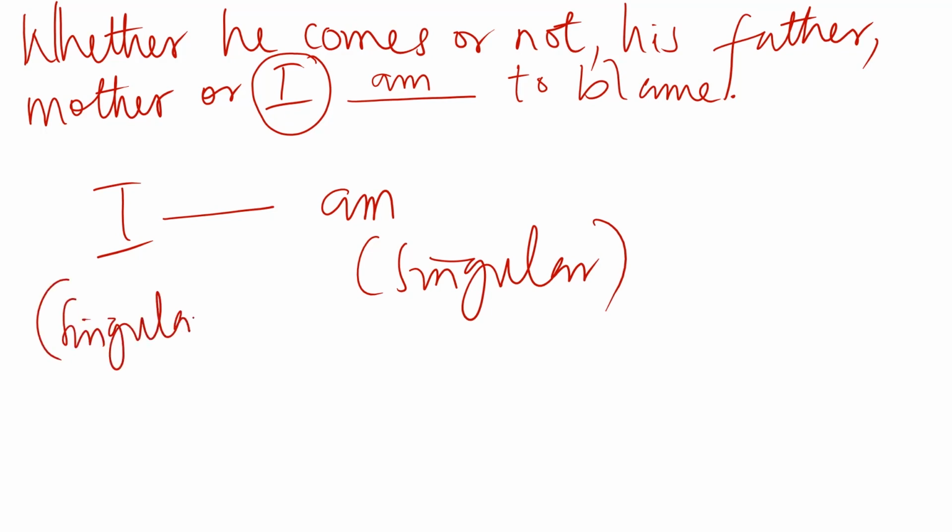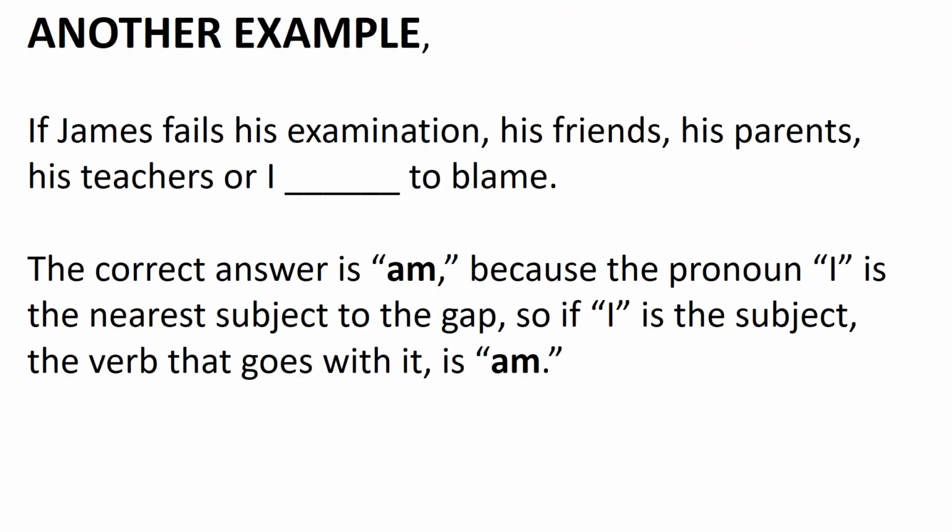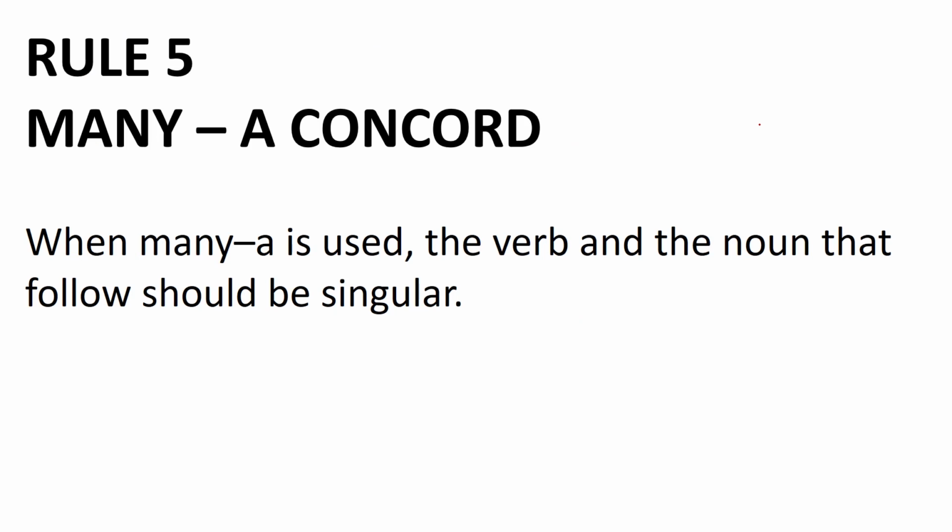Is that clear? Let's look at another example. If James fails his examination, his friends, his parents, or his teachers, or I, already we had something like this in the previous one. You already know that the answer is what? Am. Let's look at rule number 5. Many are Concord. So we shall take it from there in our next lesson.